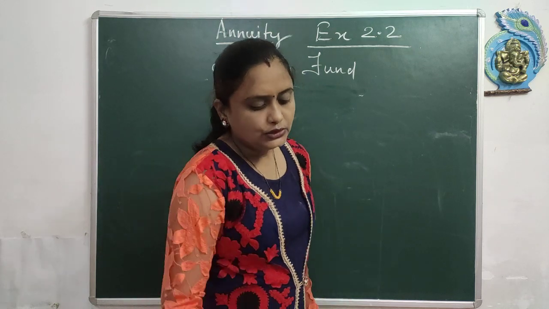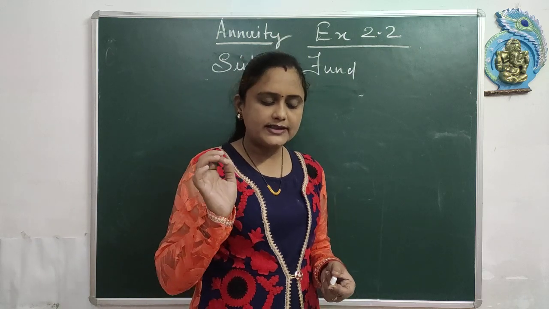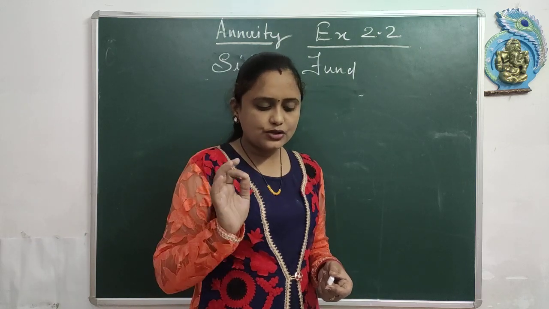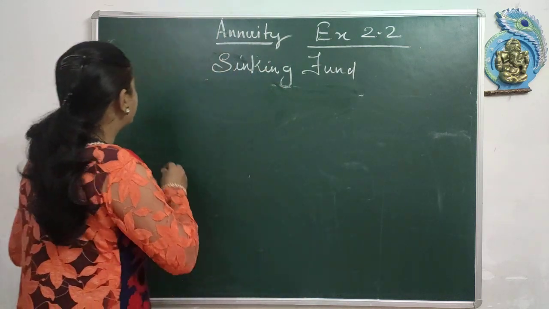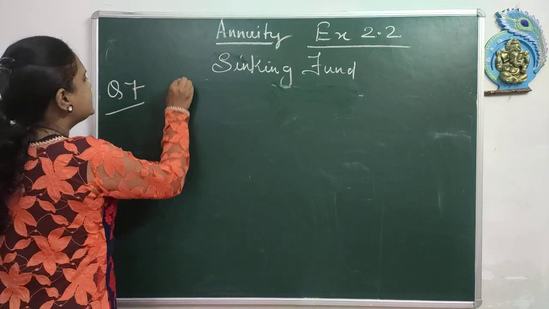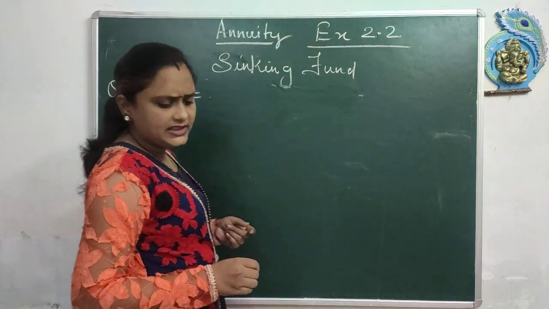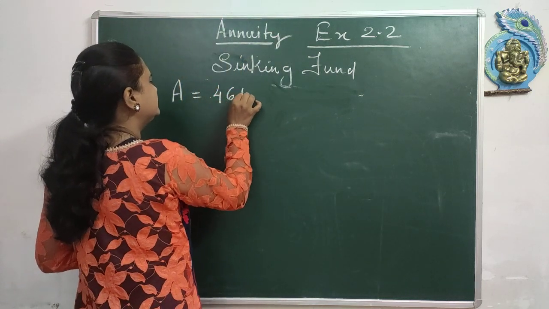Okay, so what is question number 7? A lady plans to save for her daughter's marriage. She wishes to accumulate a sum of rupees 4,64,100. This is question number 7.